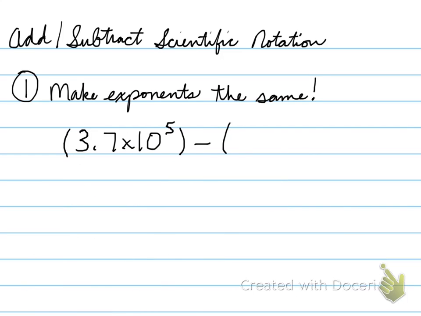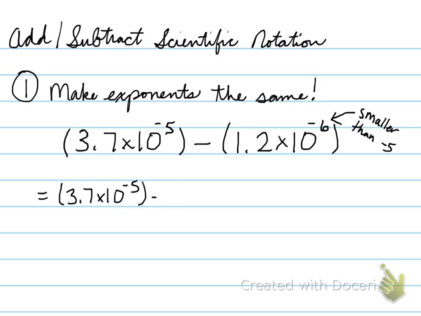Let's look at a subtraction problem. Here we'll try it with negative exponents. So you need to take the smaller of the two exponents. So now that's negative 6, and we need to change it to negative 5.